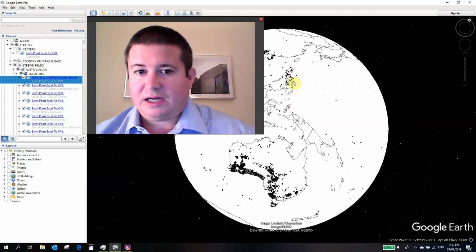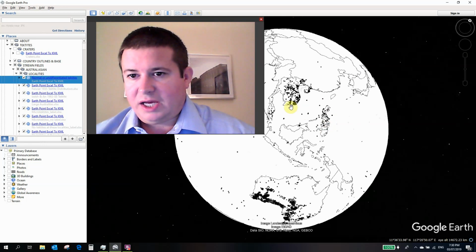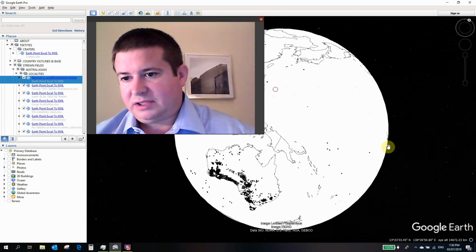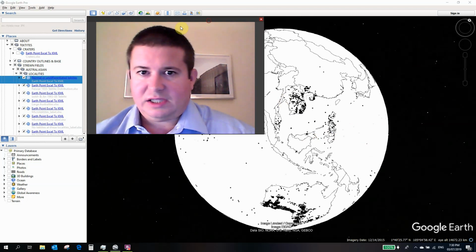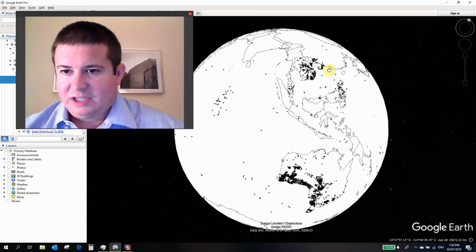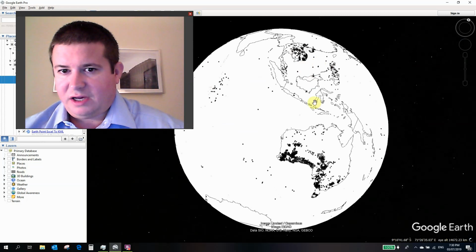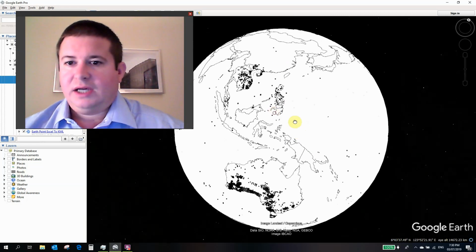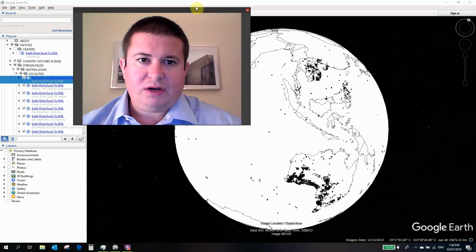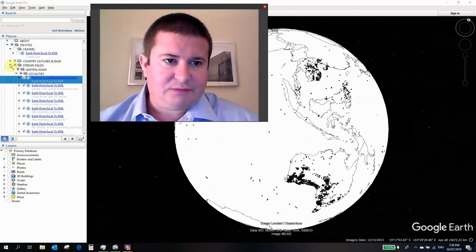A lot of data in Australia, some in the Philippines. You get the odd ones there. So this is the distribution. So you can see this huge area of the Earth covered by tektites here. We can have a quick look at some of the other strewn fields if you like.